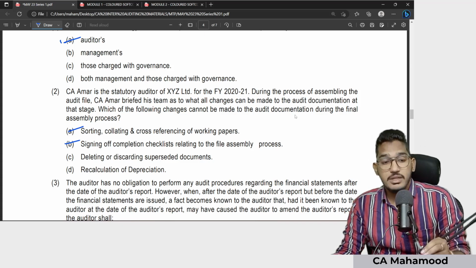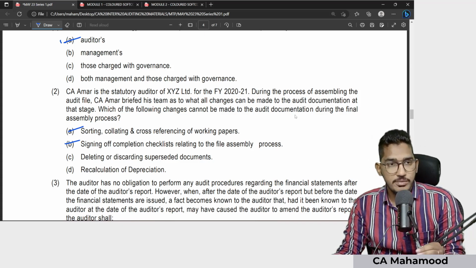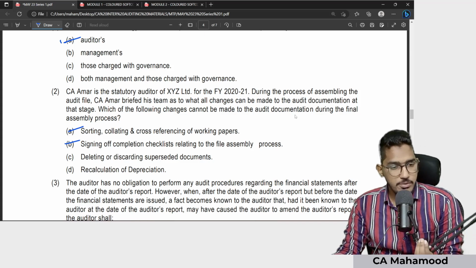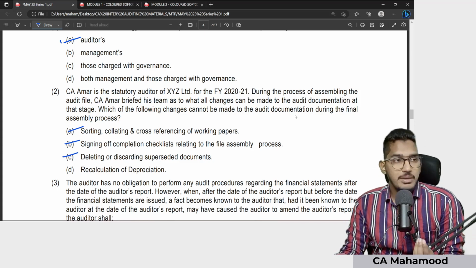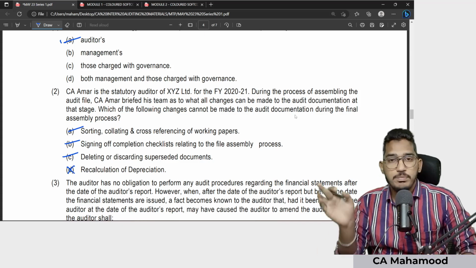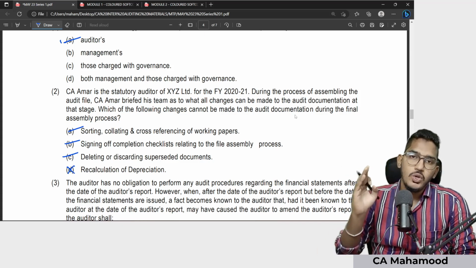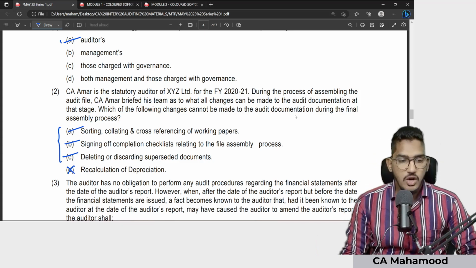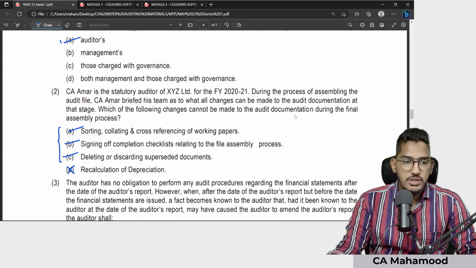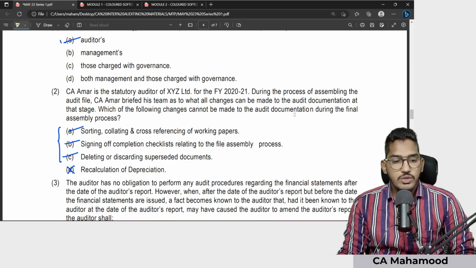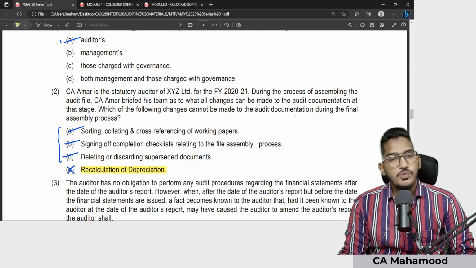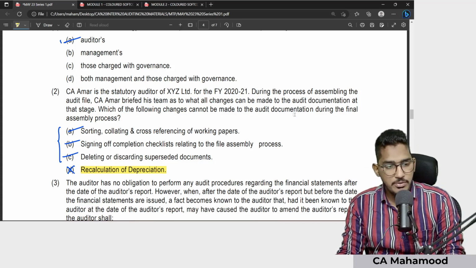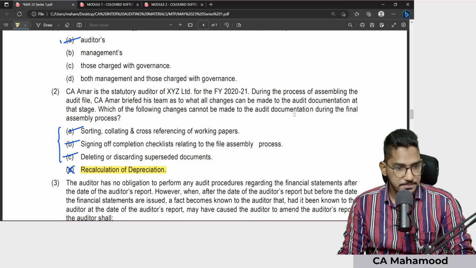Deleting or discarding superseded documents. That means if there are any duplicate documents, we will do it. Will it come under the administrative process? Yes. Recalculation of depreciation. This we will not do. Why? Because we will not perform any new audit procedures. We will only do administrative work. So A, B, C will come under administrative work. Option D will not come under administrative work, which we will not do during the assembly process. The question is also the same thing: which process we will not perform during the assembly process? So option D we will not perform.